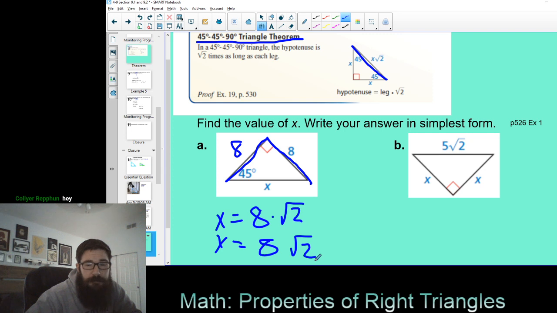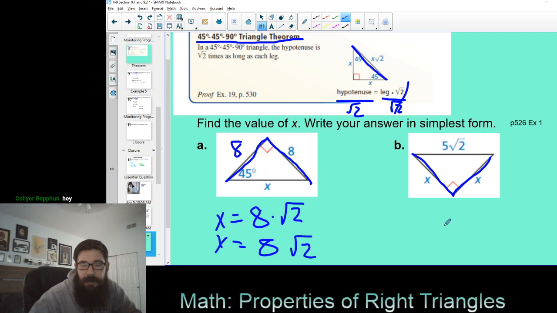No problems. If we move to B, we notice that both legs here are unlabeled. So if we find one, we find the other because they're both congruent. If I have the hypotenuse and I'm looking for a leg, I can do a little bit of algebra where I divide both sides by square root 2.